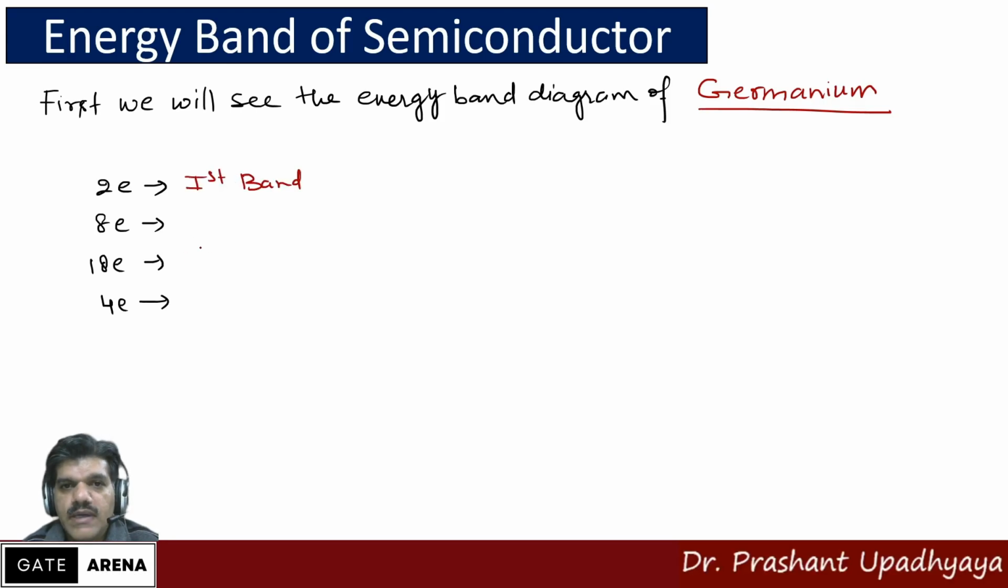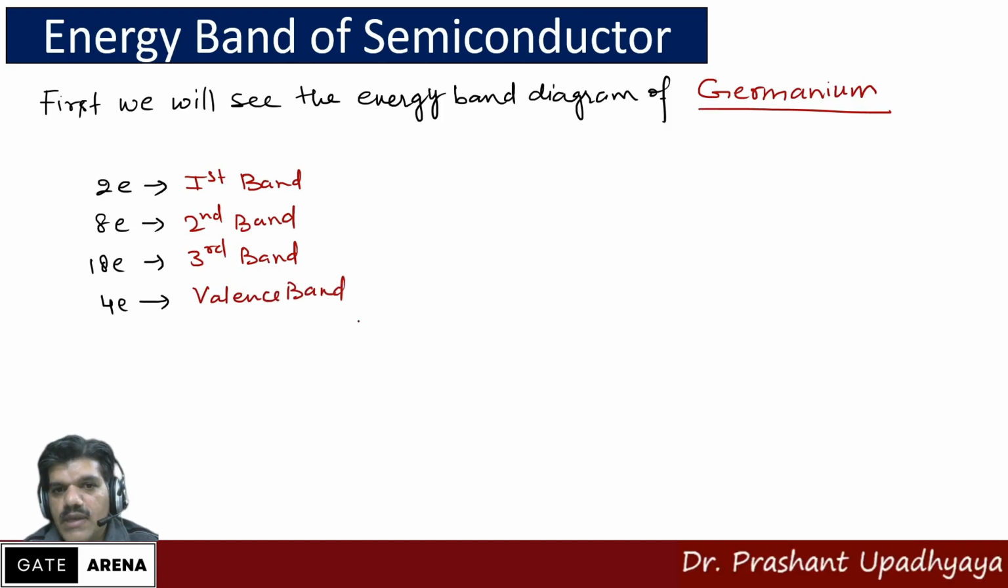This is known as the first band. This is known as the second band. 18 electrons in the third band, and the last band, which is known as the valence band. So in the valence band, we have 4 electrons. Now we will be plotting the energy band diagram.